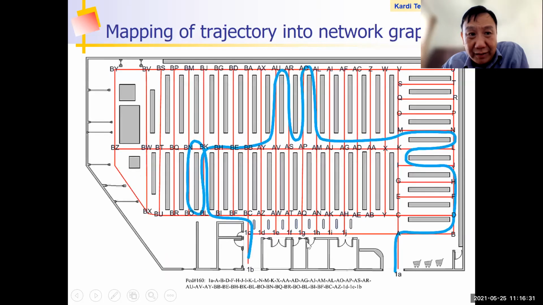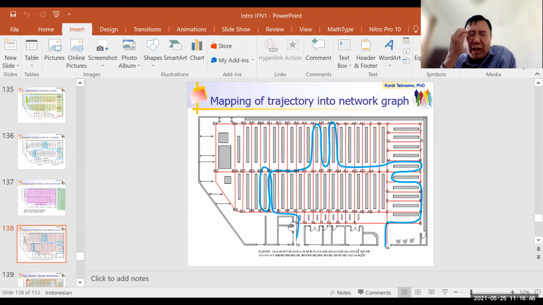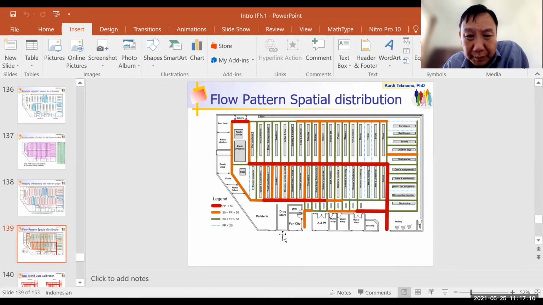And then we assign the trajectories of the customers into the network. You see this example here at the bottom. I put there pedestrian number 160. We actually have only 256 customers for the survey, and this is the trajectory that we assign. You see that from 1A to A, then to B, then to D, and so on. And then from the trajectory, of course, you can get the flow, right? So this is the flow which is not pre-magic.